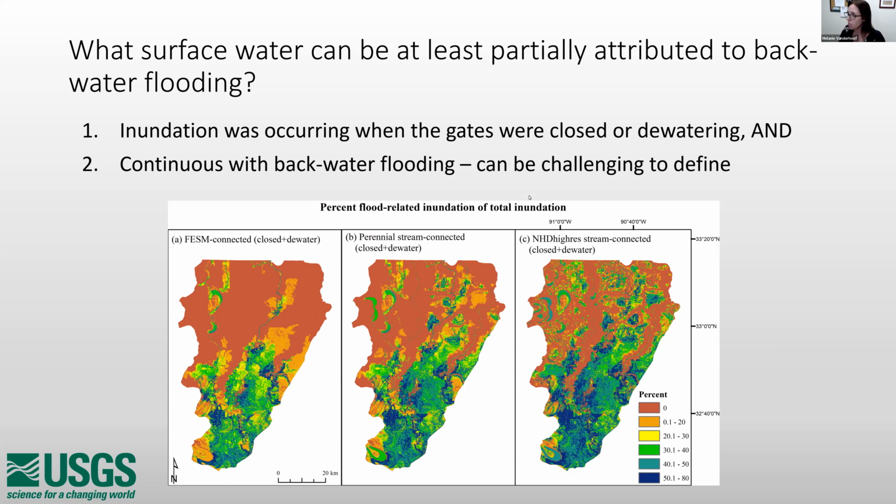As we know, the impacts of closing the gate can propagate upstream. And so this is showing 3 different versions of stream networks that are using different assumptions about how far upstream those impacts might propagate. And this is the percent of flood-related inundation of total inundation over that time period. So you can see there are big chunks of the Yazoo backwaters where this water is representing 30 to 50% or even higher percent of that total inundation.